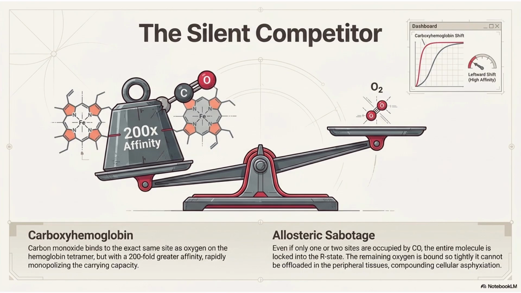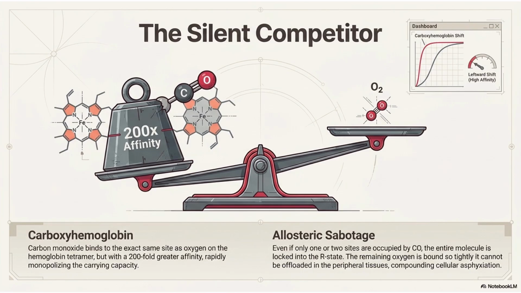The answer lies in affinity. Carbon monoxide binds to the iron atom within hemoglobin approximately 200 to 250 times more strongly than oxygen. Once carbon monoxide occupies the binding site, oxygen has almost no chance of replacing it. But that's only the first problem.